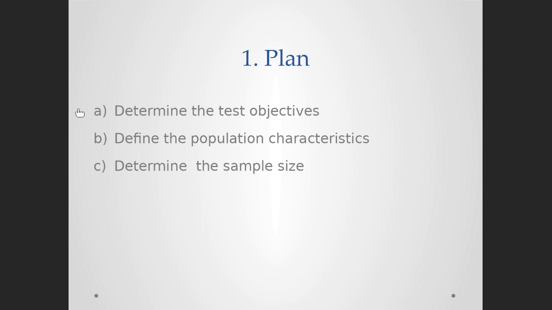Inside the first step, we have 3 activities. The first activity is determine the test objectives, which is A. The second, or B, is define the population characteristics. And the third is C, determine the sample size. Okay, so we have 4 steps, and we're going to discuss the first step, which is planning. Inside planning, we have 3 activities. First activity is determine the test objectives. So let's get into that.